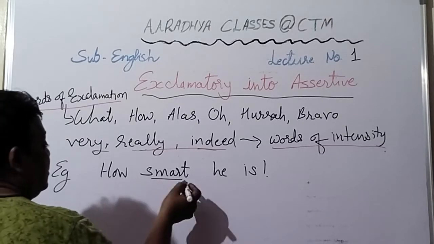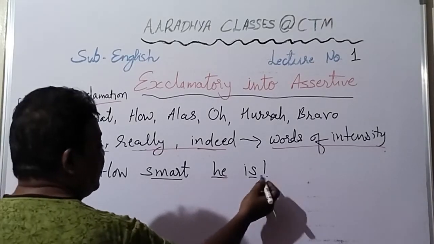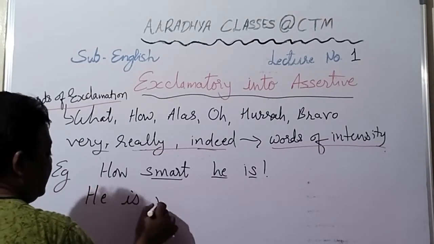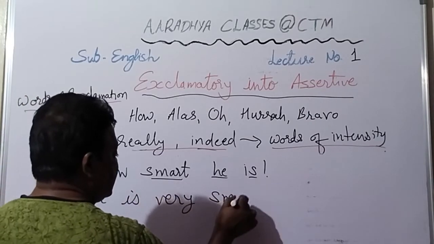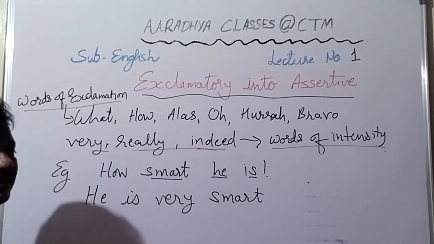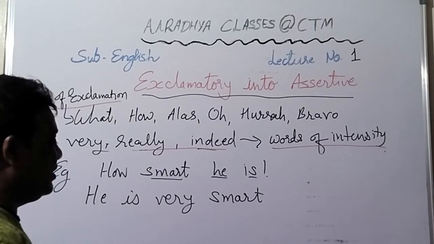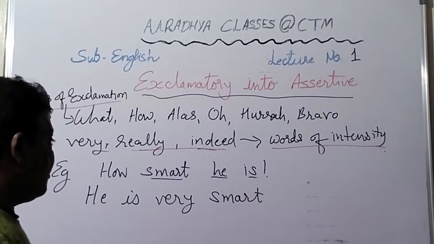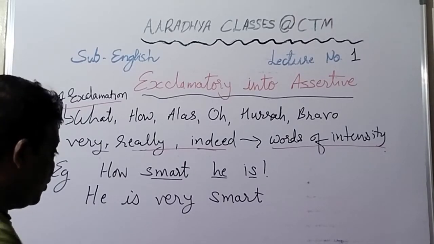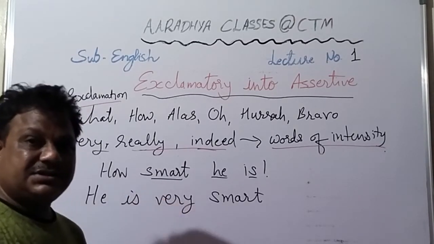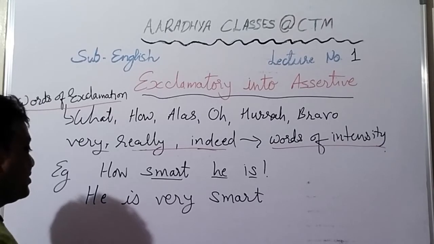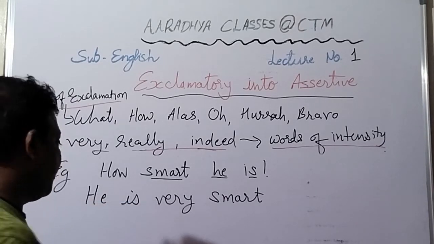So here when you convert it, subject and verb are already given, so you can bring both the things to the front. He is very smart. Or he is really smart. He is indeed smart. So here if you use really, indeed or very, it doesn't make any difference, because you don't have to bother about the use of article. Article is missing over here. So whether you use really, very or indeed, it doesn't make any difference.